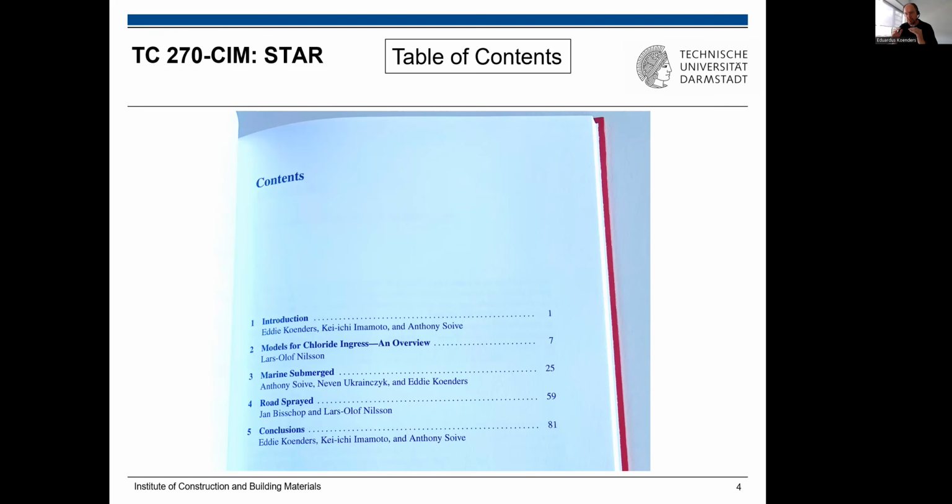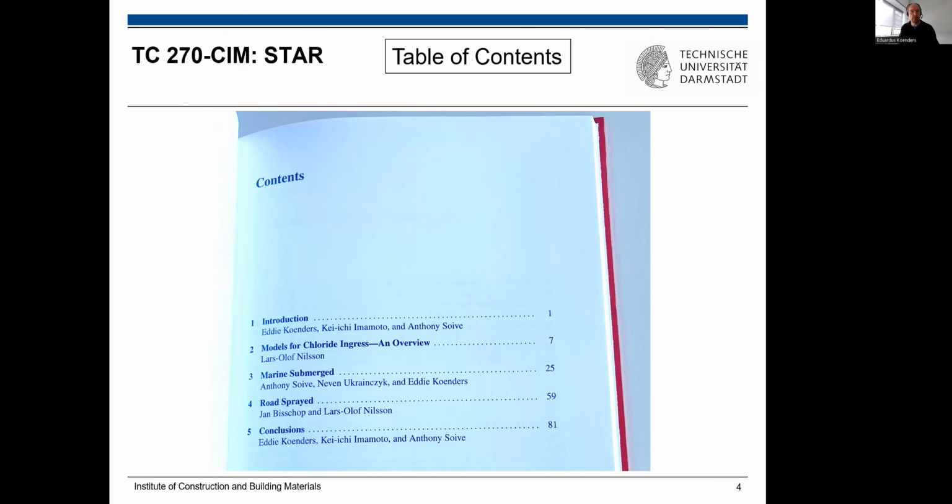Then you see chapters 3 and 4. Chapter 3 is on marine submerged, that is how the chapter is called, and 4 is on road sprayed. Marine submerged is on concrete panels which have a constant chloride surface concentration, and the road sprayed ones have not. They have a chloride load only during winter, and so that is the differentiation we made. That's what I will present today. Finally, some conclusions, and yeah, that's it.